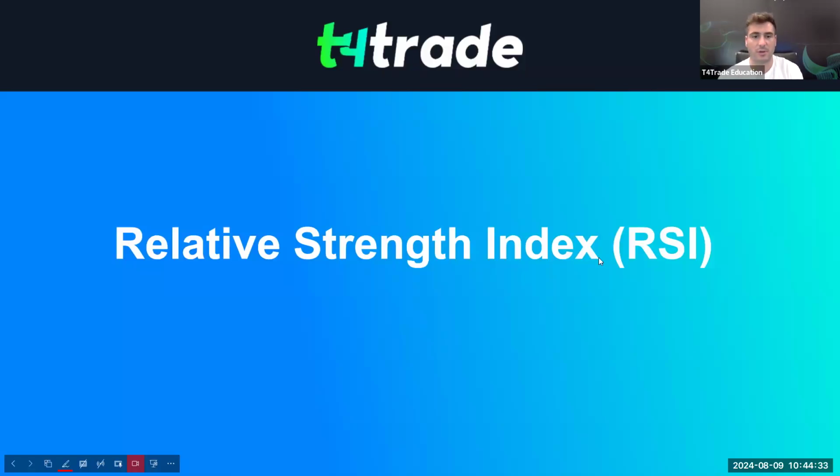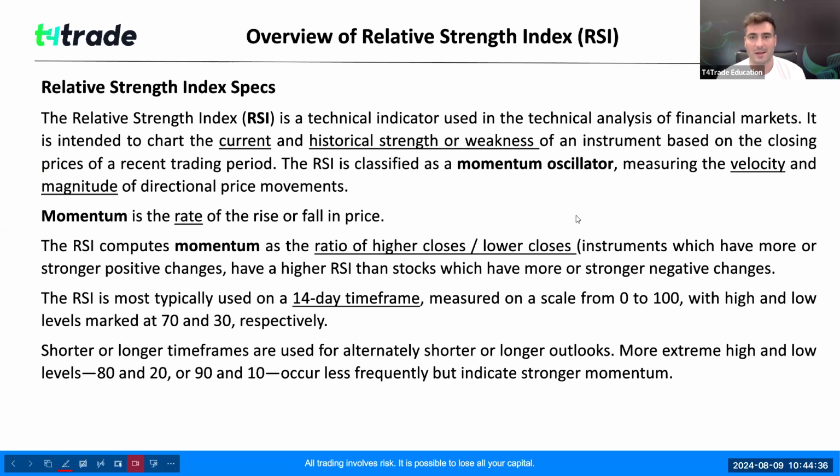RSI, let's move on to the next topic. So overview of the RSI, the Relative Strength Index. So Relative Strength Index is a technical indicator used in technical analysis of financial markets. So it is intended to chart the current and historical strength or weakness of an instrument. Okay, so we're talking about strength of a move based on the closing prices of a recent trading period. Okay, so this is a momentum oscillator, one of the most widely known and used ones, okay, which is measuring the velocity, how fast and how strong the direction of price movements are.